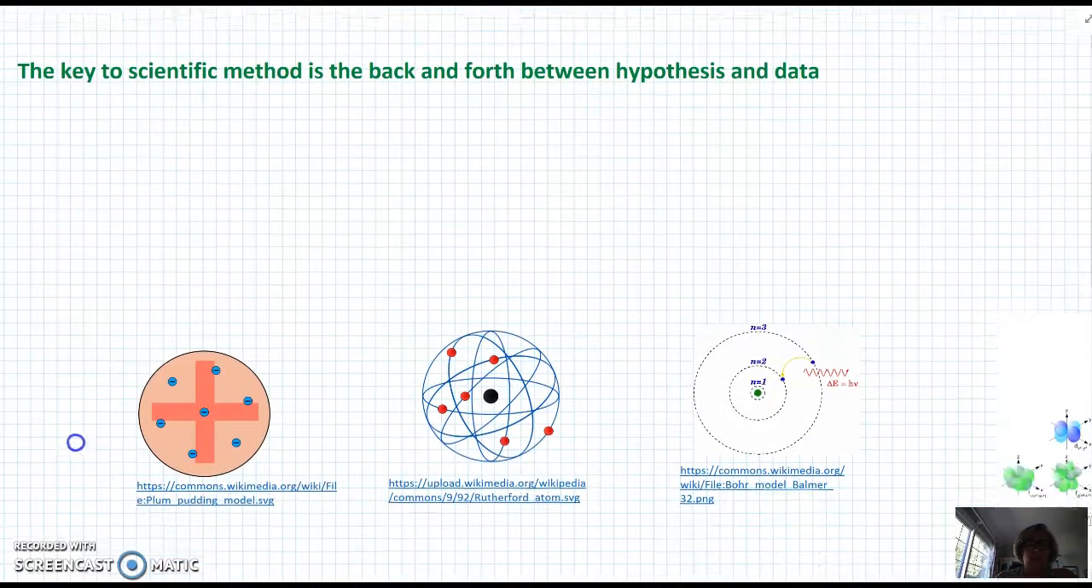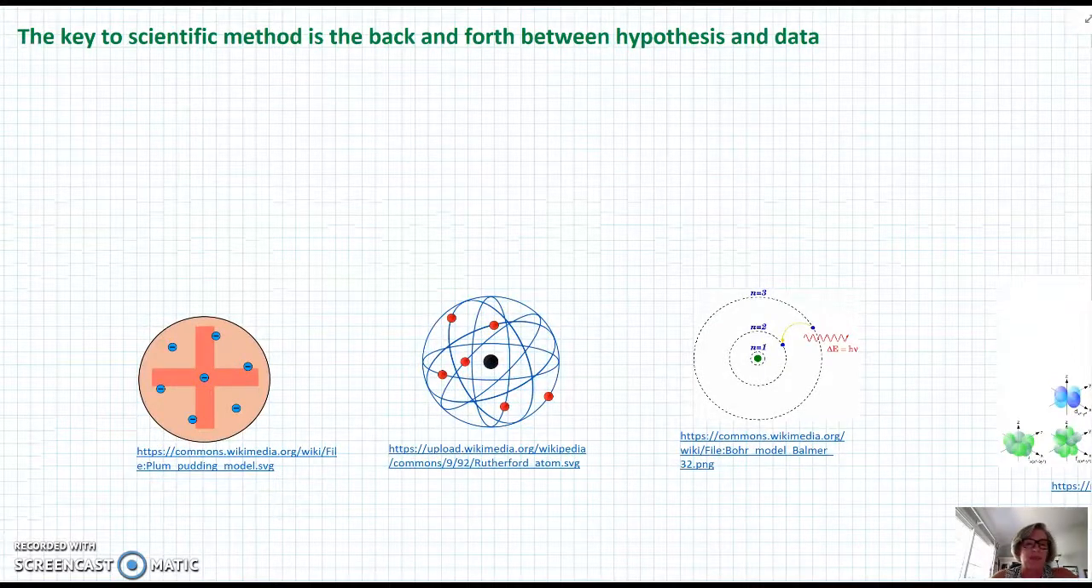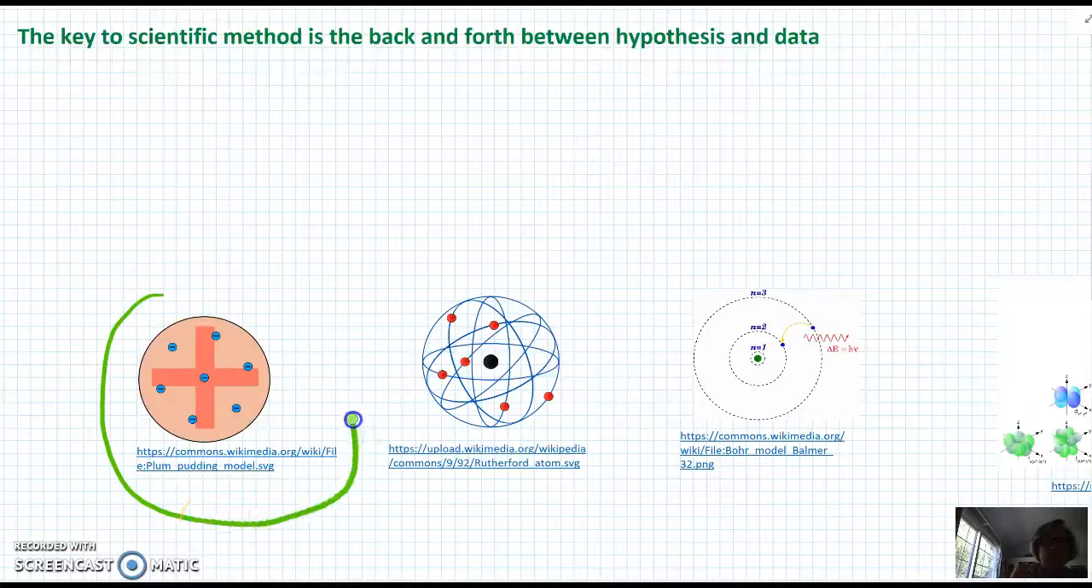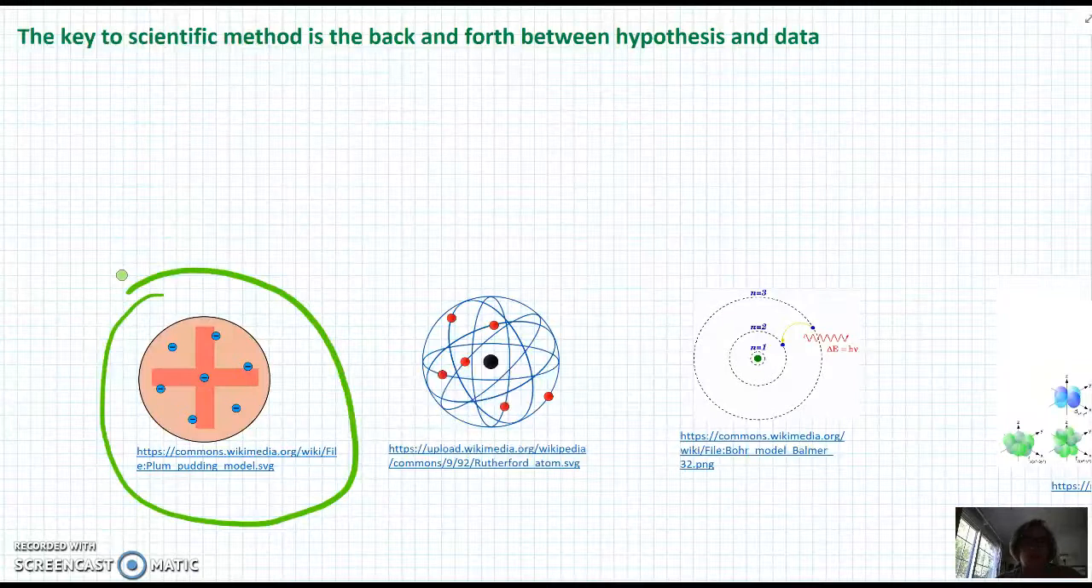If we started with the model of the atom that Thomson had, called the plum pudding model, you can see that it didn't have a nucleus and it had an overall positive charge with distributed negative charges. And the thing is, this was the best model at the time.